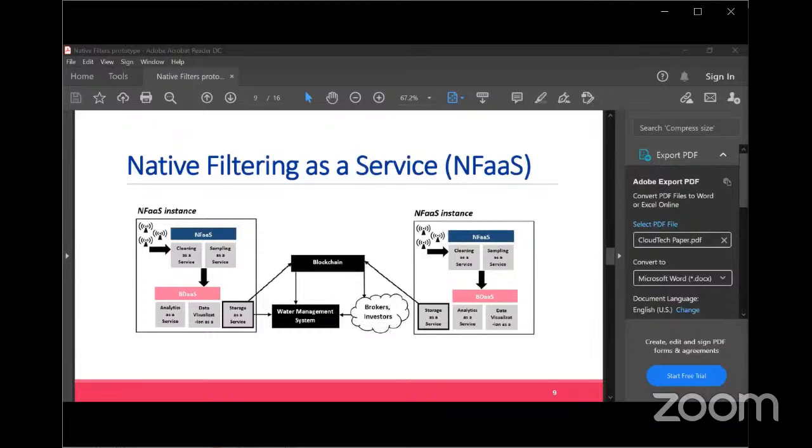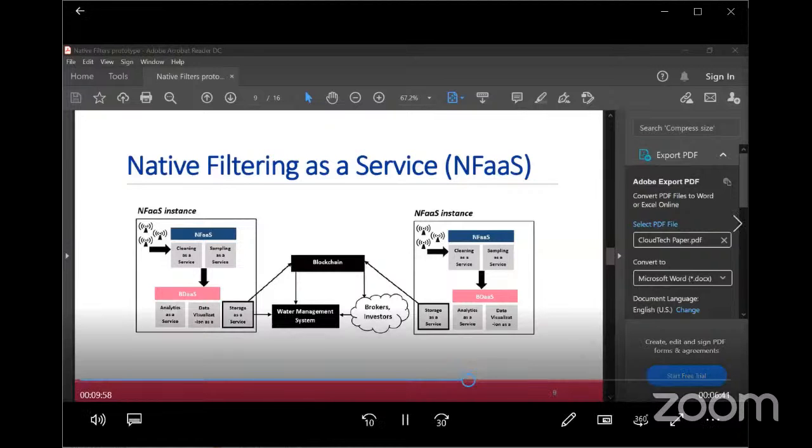Native filtering as a service, abbreviated as NFaaS, consists of providing the cleaning and sampling filters as services via cloud computing. Therefore, clients can access and benefit from the cleaning and sampling applications over the internet when they need them, with a payment based on their use.